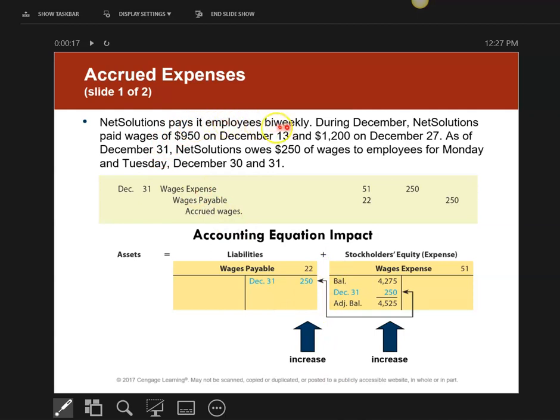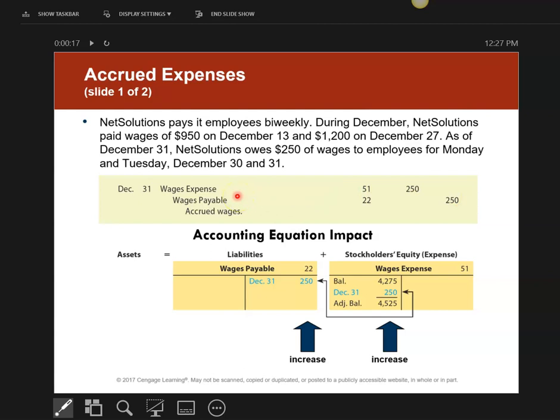I pay my employees bi-weekly. During December, I paid wages of $950 on the 13th and $1,200 on the 27th. These payments were not adjusting entries because they involved cash and were not on the last day of the accounting period. At the end of the month, I owe my employees $250 of wages, but I am not paying them until January 10th. So I need to recognize the expense for the month of December by doing this journal entry. This is accrued expense.